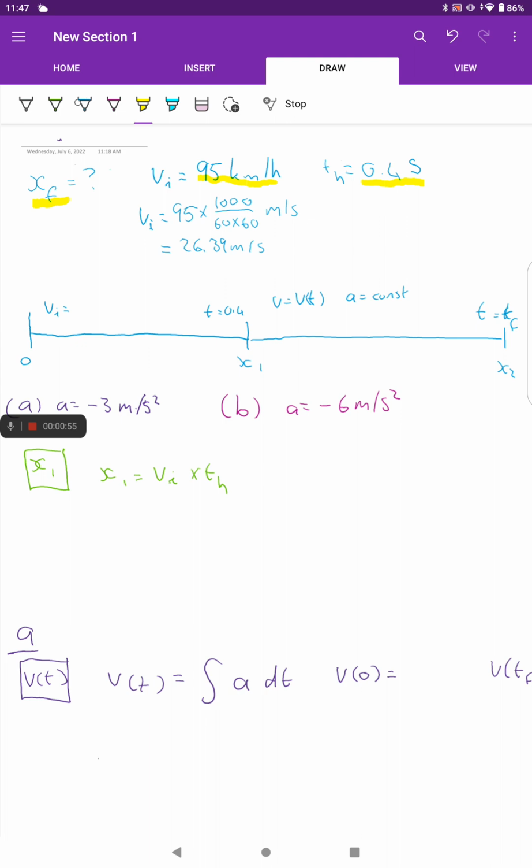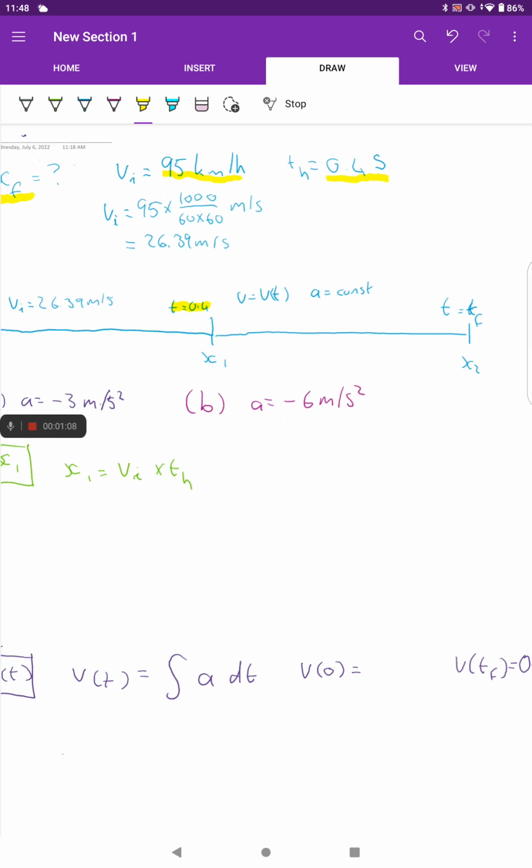For the first part, the vehicle is traveling at this constant velocity of 26.39 meters per second for a time interval of 0.4 seconds. For the second part, the vehicle is no longer traveling at a constant velocity, but rather at a velocity that is a function of time for a constant acceleration. And the vehicle will be traveling for t equals tf seconds until it comes to a complete stop.